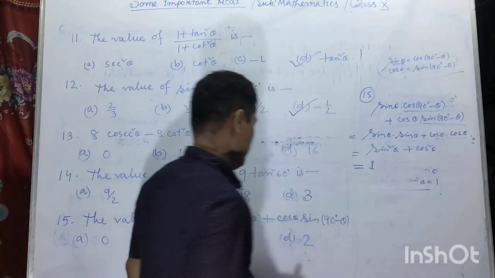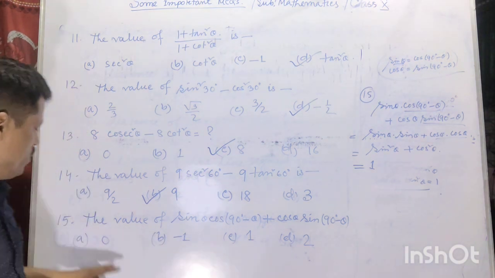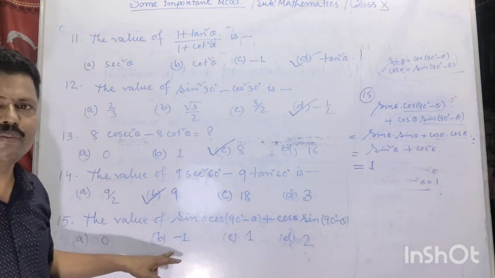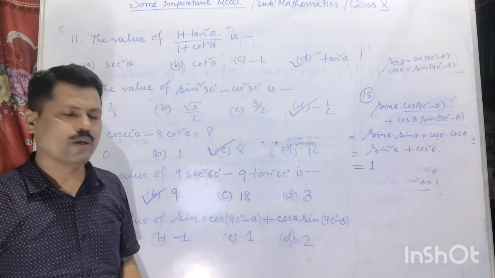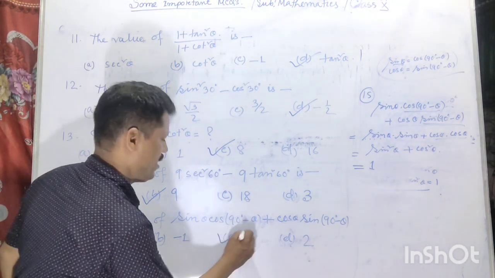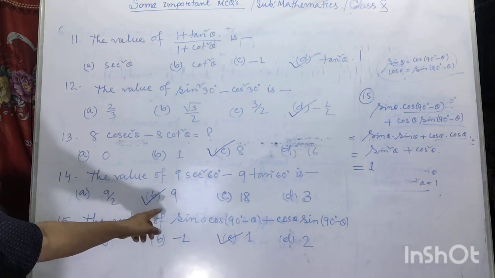Here 1. Then which option is correct here? Option C is correct. Option A is given 0, option B is minus 1, option C is 1, and option D is 2. So option C is correct. Here 1 will be the answer for this question.